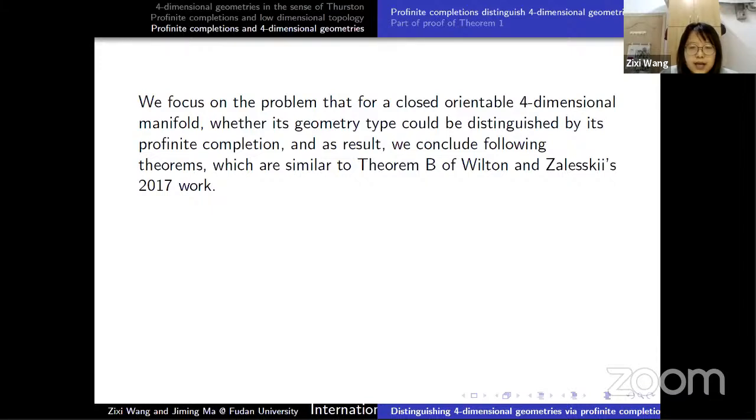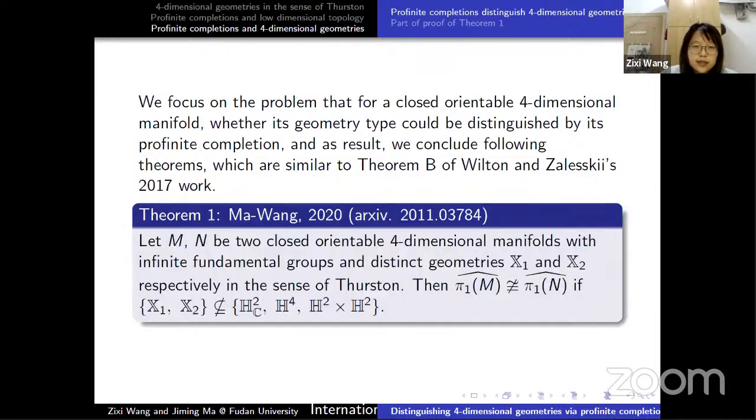And we focus on the problem of whether, for a closed orientable four-dimensional manifold, its geometry type can be distinguished by its profinite completion. As a result, we conclude the following theorem, which is similar to the work of Wilton and Zalesskii, but we could not prove the theorem as good as them. Theorem one: let M and N be two closed orientable four-dimensional manifolds with infinite fundamental groups and distinct geometry types. Then they have non-isomorphic profinite completions, except when they are in these three geometries. This is the part that we could not prove, but we could prove that these geometries are apart from the rest of them.